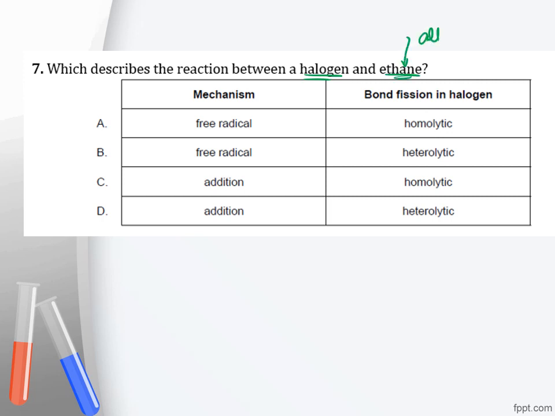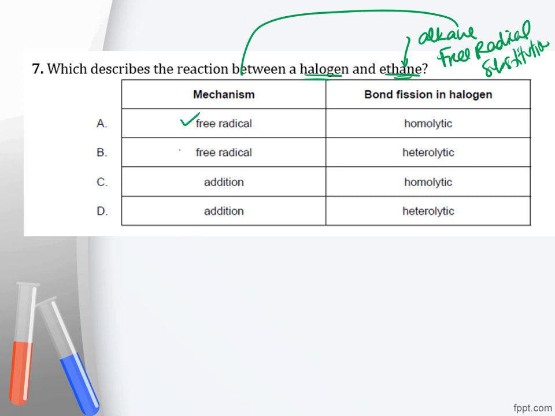Number 7. Halogen and ethane. This is an alkane. Alkanes are going to go through free radical substitution. So our answer is going to be either A or B. Alkenes, like if I had ethene instead of ethane, then this would be an option. Addition reactions are alkenes, free radical substitutions are alkanes.